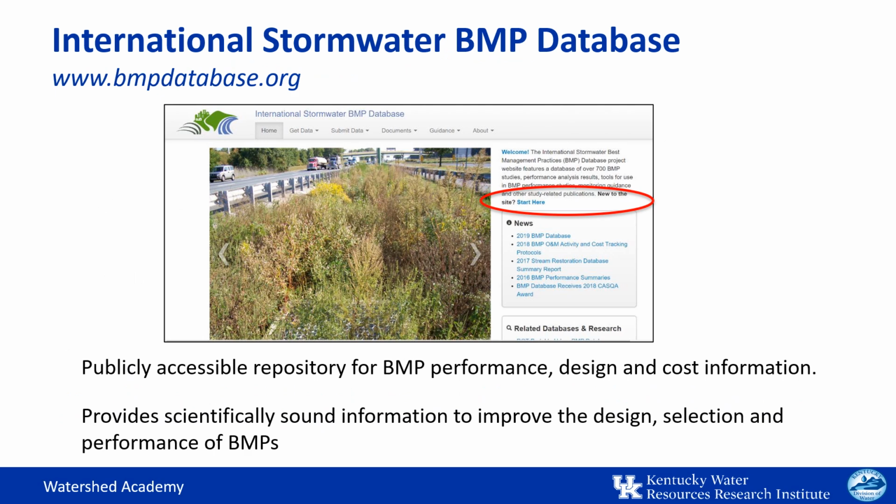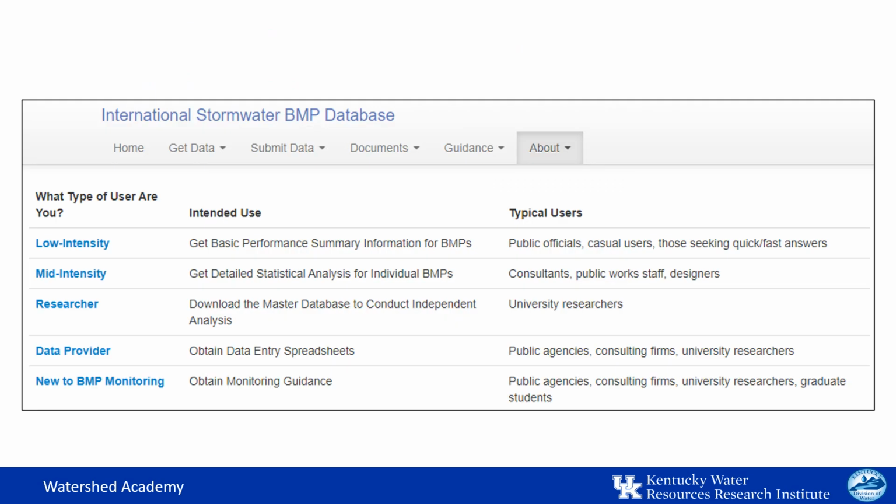To help you find information on stormwater BMP performance, one of the more useful resources is the International Stormwater BMP Database at www.bmpdatabase.org. It serves as a clearinghouse of available BMPs and their related performance, design, and cost information. You can also find and submit related scientific research into BMP effectiveness. On the home page, you can click on the Start Here link to see the various levels of information provided.